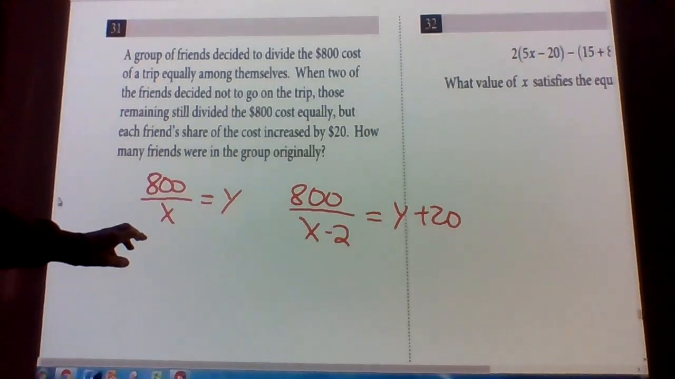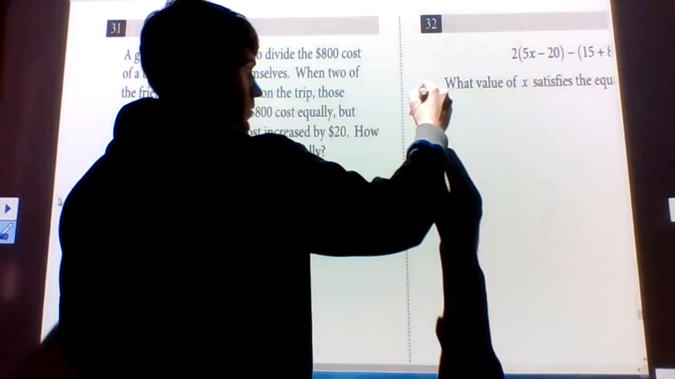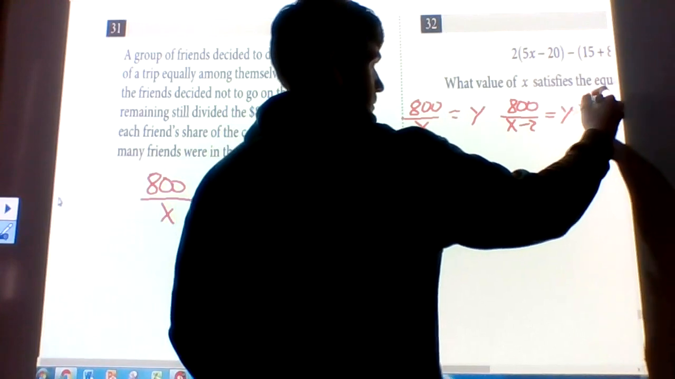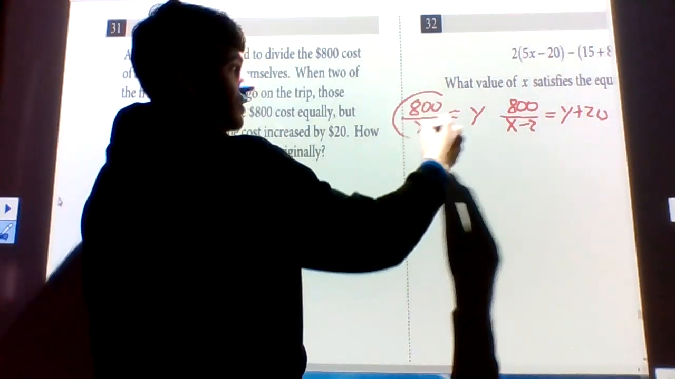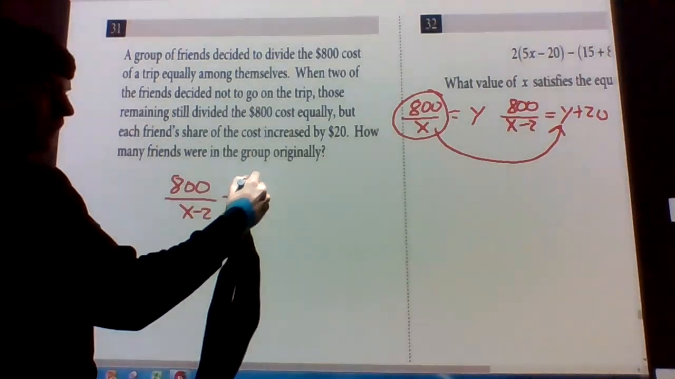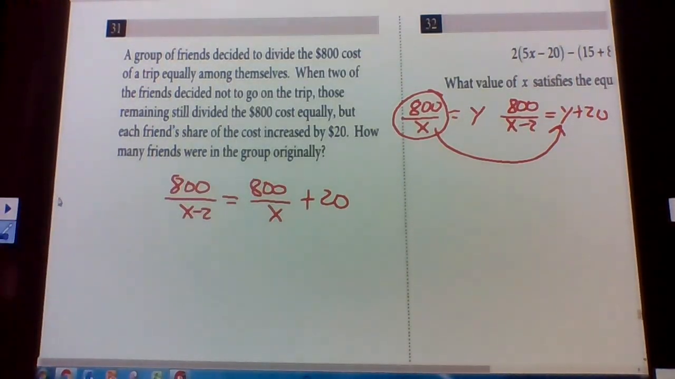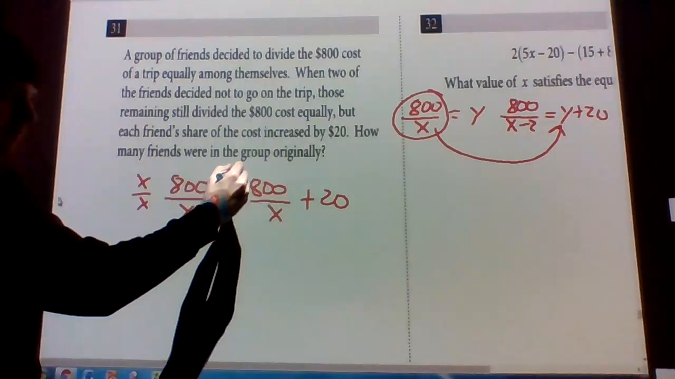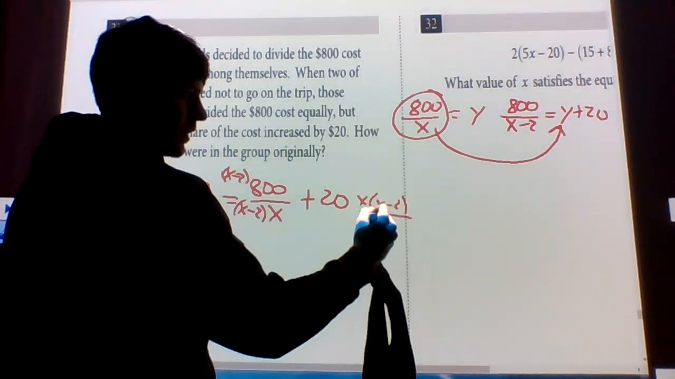Okay, well, we can do it by hand. So let's substitute in for Y. Okay, so let me write these smaller. Our 2 equations are 800 over X equals Y, and then 800 over X minus 2 equals Y plus 20. So I'm going to substitute this in for Y. So we're going to have 800 over X minus 2 equals 800 over X plus 20. Okay, to add all these we need a common denominator. So I need to multiply this one by X over X, this one by X minus 2 over X minus 2, and this one by X times X minus 2 over X times X minus 2.